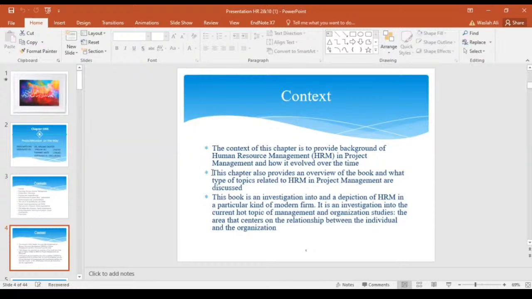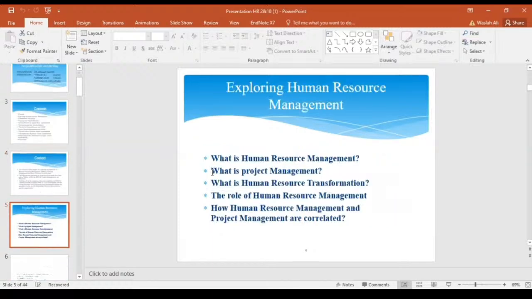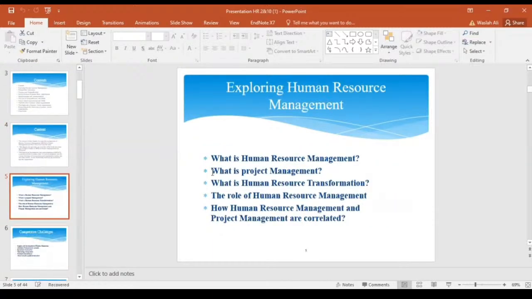This book is an investigation into and depiction of human resource management in a particular kind of form. It is an investigation into the current hot topic of management and organization studies. The area centers on the relationship between the individual and the organization. Move on to the next slide.